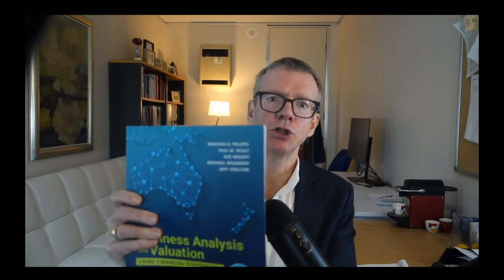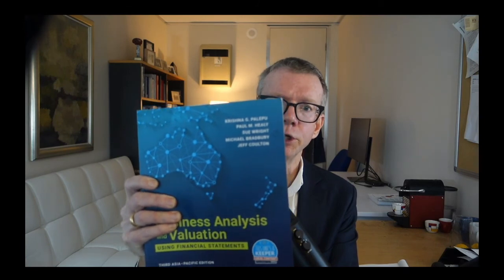The textbook is the third Asia Pacific edition of Business Analysis and Valuation by Palepu et al. It's in the bookshop, but you can also get chapters online through the library. See the Seminar 1 notes for details on how to find it. The publisher also has an ebook. Again, details in the Seminar 1 notes. It turns out that the University Library only has the second edition available. It will be fine to use the second edition.